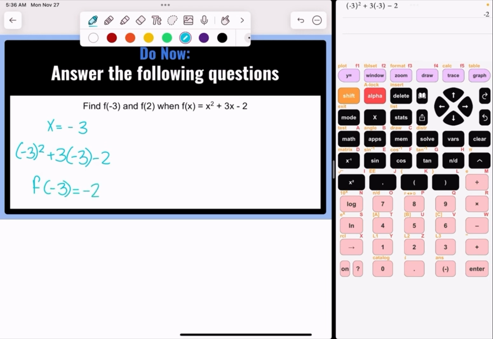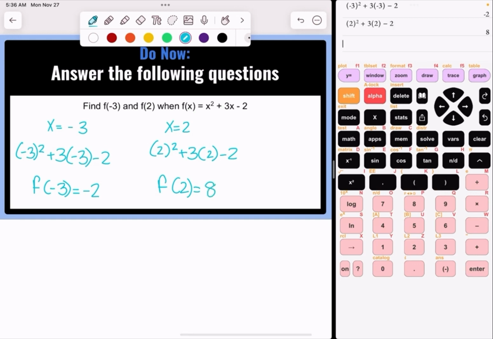Good. Then f of 2 means that x equals 2. So everywhere I see the x, I'm going to put 2. So my answer would be what f of 2 equals. So 2 squared plus 3 times 2 minus 2 gets me 8. Alrighty. That's just a review of function notation, and we're going to actually use this in a little bit to find slope.